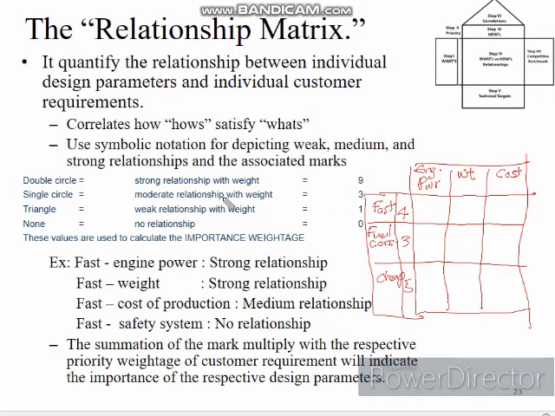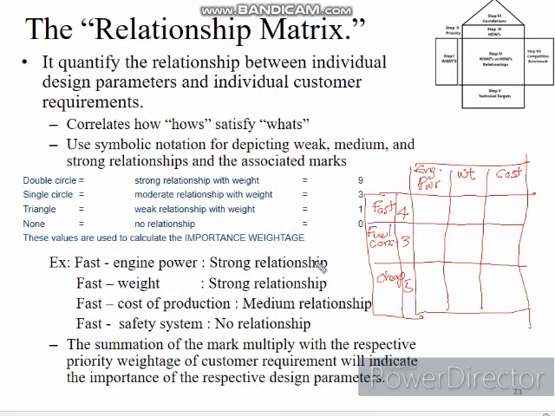Usually the symbol that we use is a double circle for strong relationship, a single circle for moderate, and a triangle for weak. If you don't have any symbol there, it means there is no relationship. The marks associated with these are 9 for strong, 3 for medium or moderate, 1 for weak relationship, and 0 for no relationship.